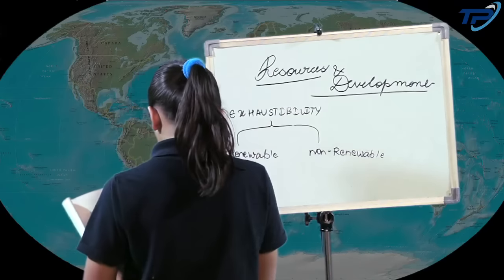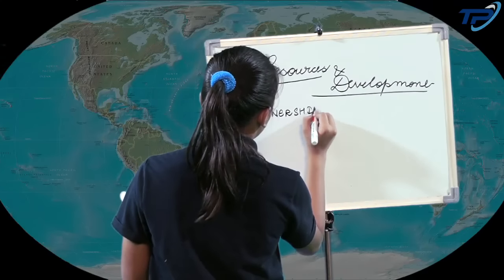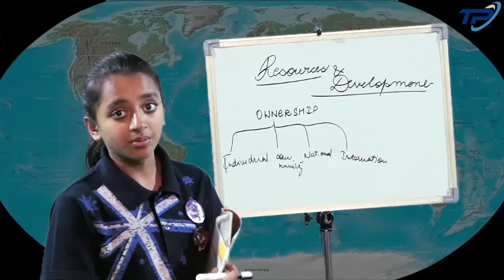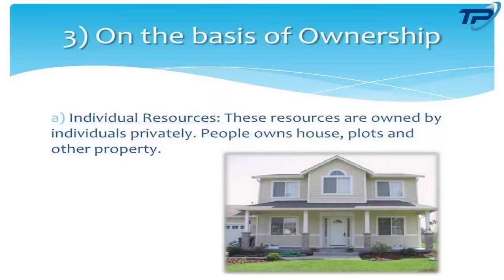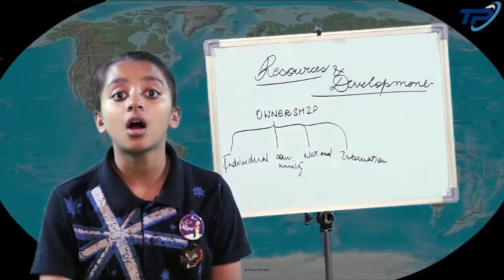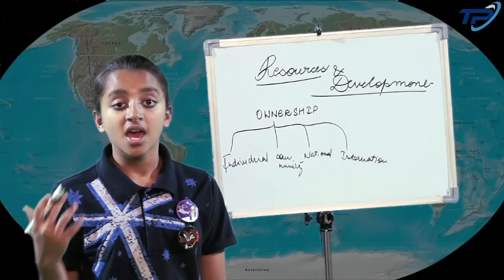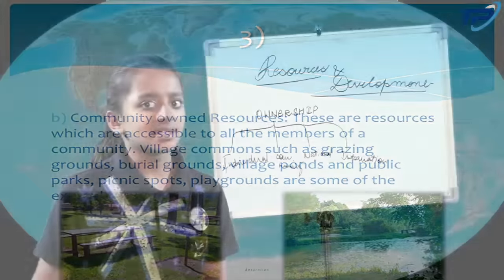It can also be classified on the basis of ownership. So on the basis of ownership, the resources can be classified into four. One is the individual resource. As the name suggests, individual resources means that they are owned by individuals and are in private hands. For example, your house, your car, your bicycle. And the community, it is owned by a community and is free to public. For example, parks, railway stations, theaters, malls, etc.